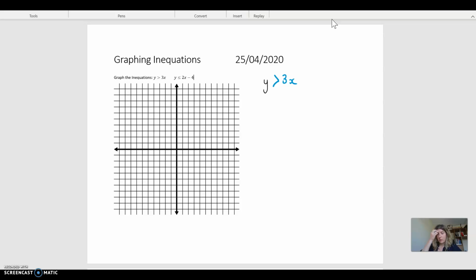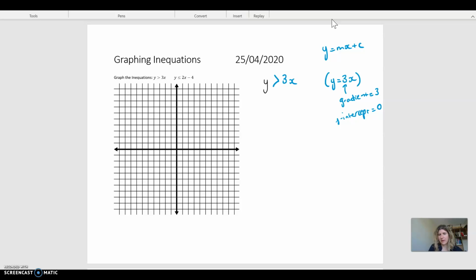Okay, so what do we know about y is greater than 3x? What I want you to do is think about it in the same way as you, for the moment, would think about y is equal to 3x. So we know here we've got a gradient of 3, because that's our y equals mx plus c. We also know that there's a plus 0 that's kind of imaginary on the end there. So that means that our y-intercept is equal to 0.